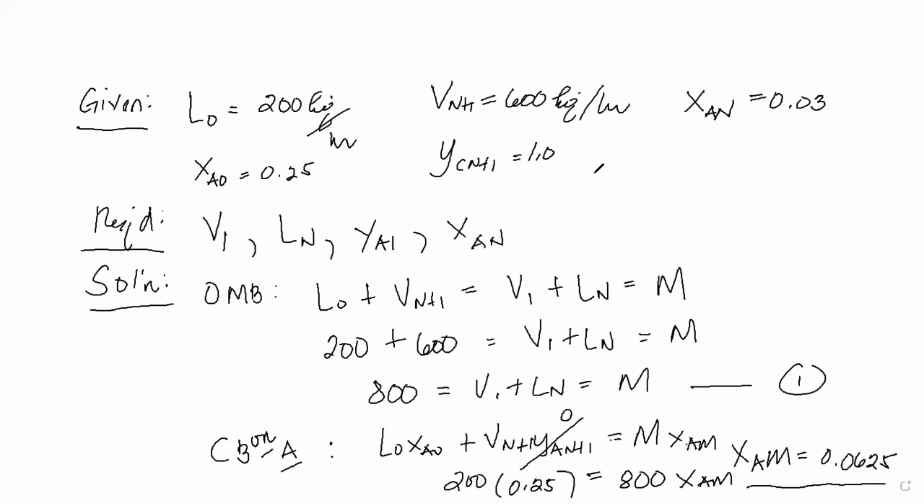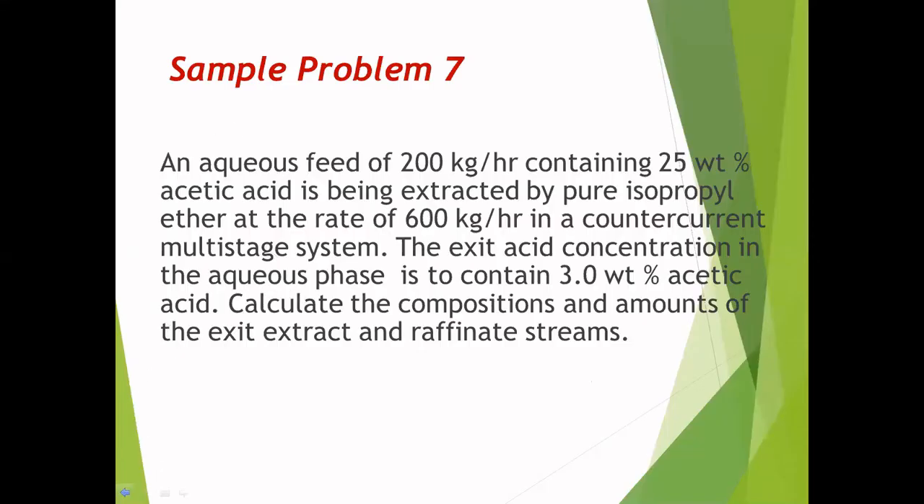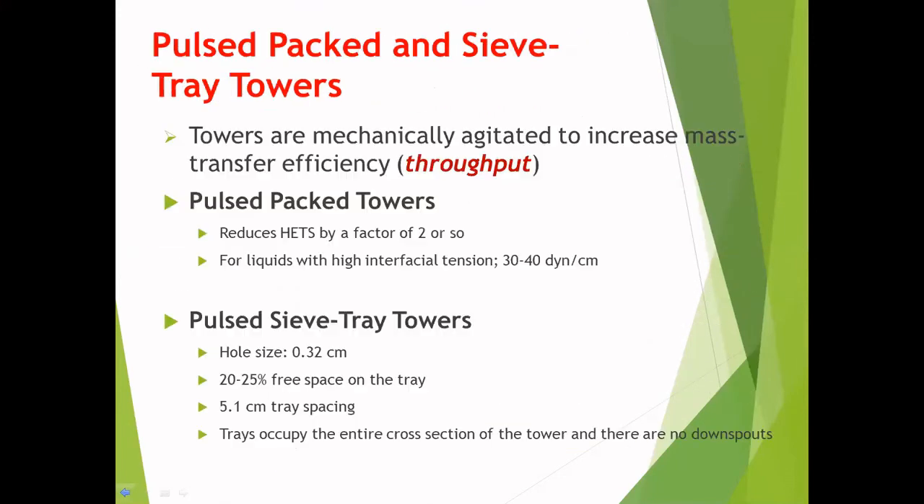You will plot L0, V sub N plus 1, and LN. After you have plotted the three, you use XAM. So that we will do. Okay, so we will plot. Very good, Sarah. So go back to the slide because that's where our diagram is, so I can show you where you're going to do it.